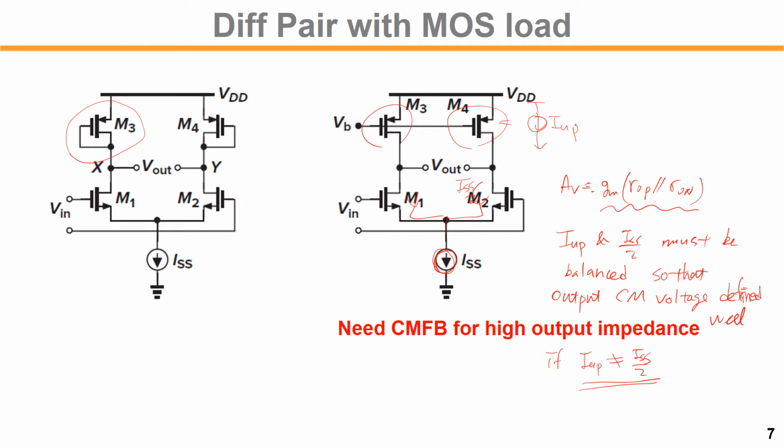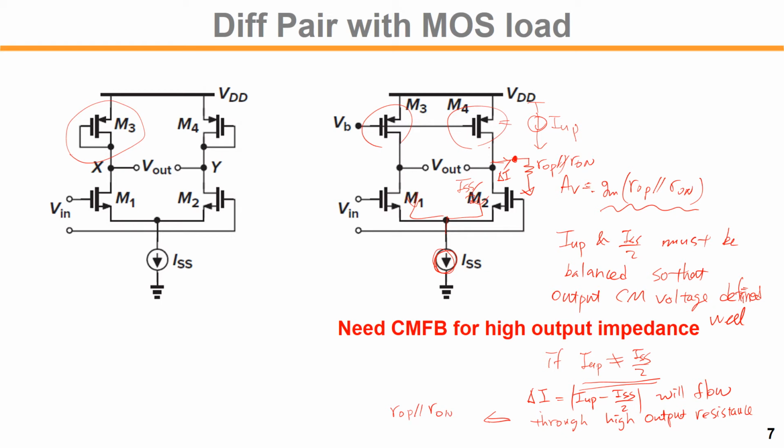It is almost impossible. In that case, any small current mismatch, the delta current, Iup minus ISS over 2, will flow through the high output resistance, meaning ROP in parallel with RON. That gives us a not well defined output voltage, pushing it either to VDD or near to ground.